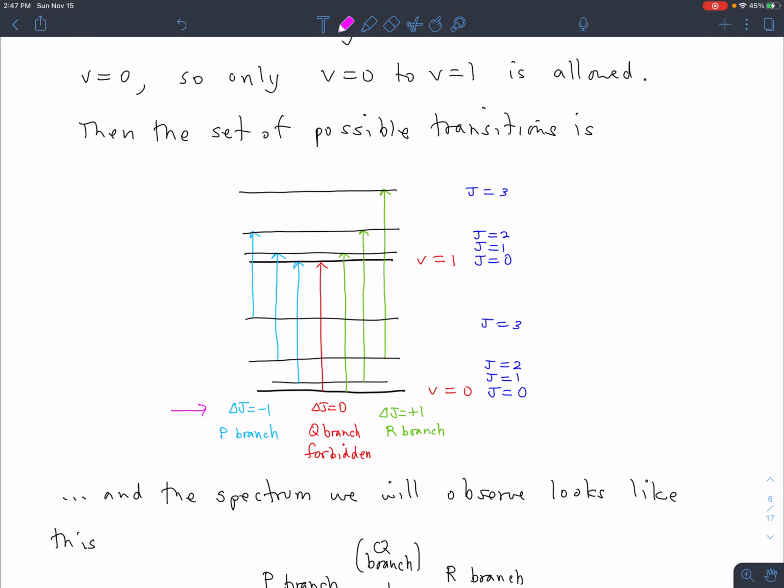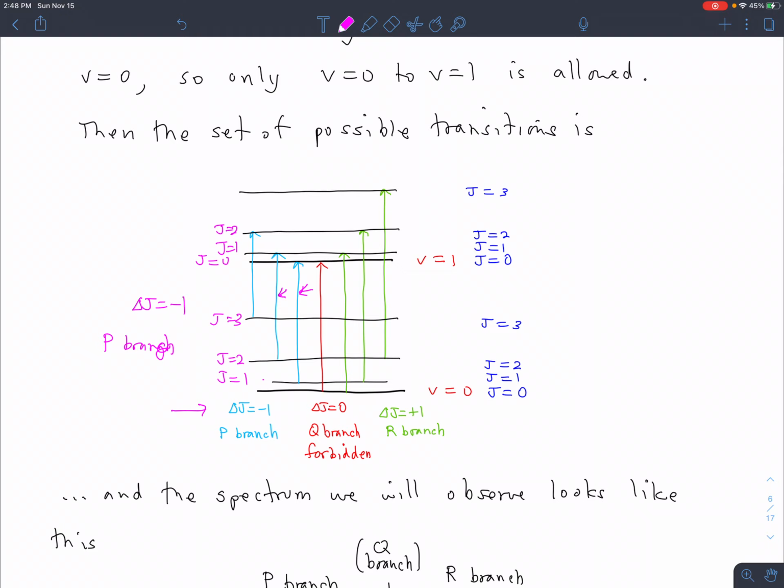If delta J is equal to minus 1, then, as I said above, I can start from J equals 1 here and go to J equals 0. That's this line. Or I can start from J equals 2 and go to J equals 1. That's this line. Or J equals 3 and go to J equals 2 up here. All those correspond to delta J equal to minus 1. And that's the so-called P branch.